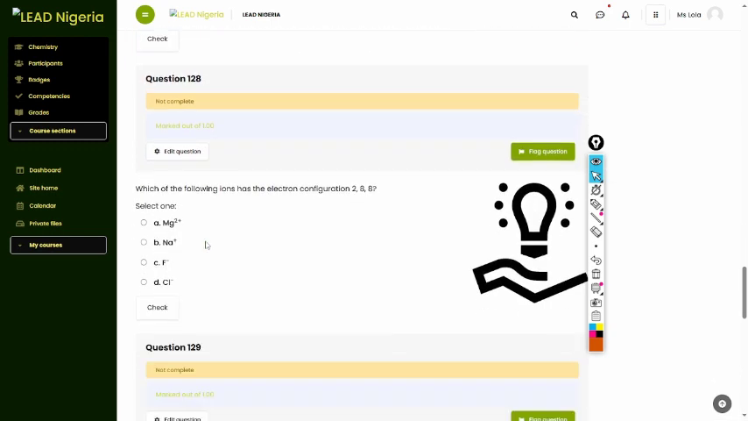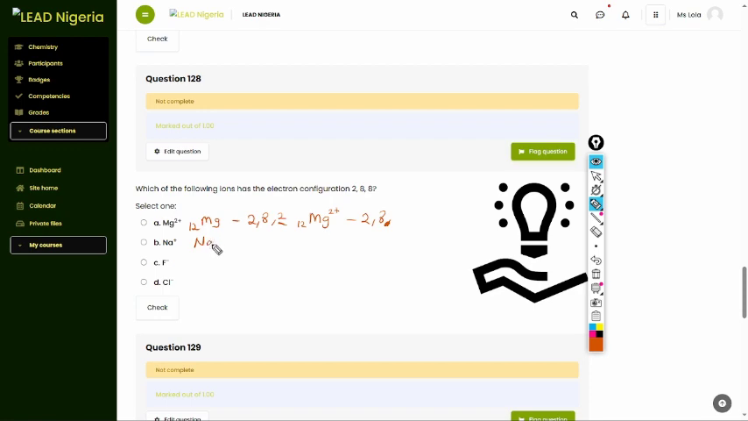Now, which of the following ions has the electronic configuration 2,8,8? This time around we get to use the 2,8,8 configuration. So let's write out the configurations of the ions. Magnesium has an atomic number of 12, which usually is 2,8,2. But when magnesium forms a 2+ ion, it loses the last 2 electrons, and it forms just 2,8, because the 2 here is gone.